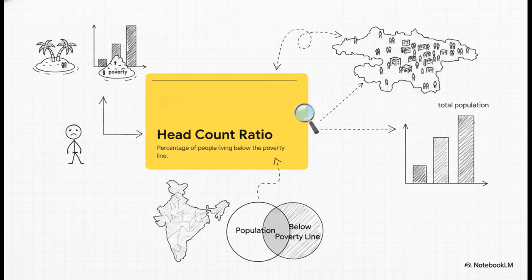This is vital because it gives us a real sense of scale. I mean, 1 million people living in poverty is a tragedy anywhere, for sure, but 1 million people in a tiny island nation represents a vastly different economic crisis than 1 million people in a country with over 1 billion citizens. The head count ratio contextualizes that raw data for us.